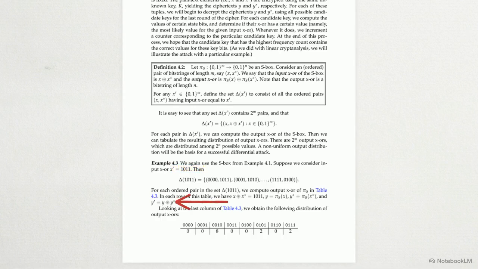Look at the last column, Y prime. This tracks the resulting output XORs for that 1011 input across every possible pair combination. Out of 16 possible output variations, only 5 actually occur, and a single output, 0010, appears exactly 8 times. Half the time this S-box processes a 1011 difference, it spits out a 0010 difference.